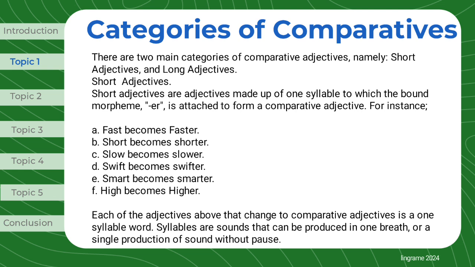Short adjectives. Short adjectives are adjectives made up of one syllable to which the bound morpheme -er is attached to form a comparative adjective. For instance, fast becomes faster, short becomes shorter, slow becomes slower, swift becomes swifter, smart becomes smarter, high becomes higher. Each of the adjectives above that change to comparative adjectives is a one-syllable word. Syllables are sounds that can be produced in one breath, or a single production of sound, without pause.